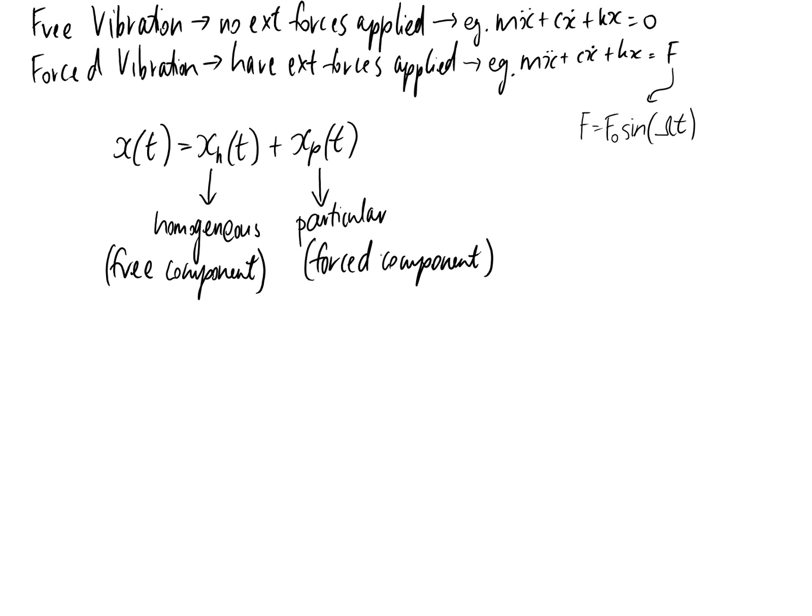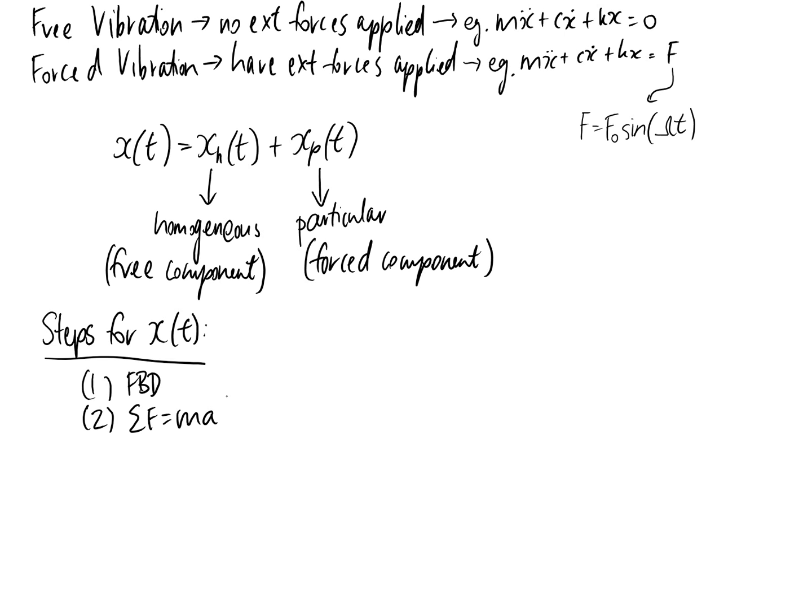So when we introduce that force component, obviously then we need to actually solve for this specifically. So I'll just quickly run through the steps required to solve for x as a function of time. It's very similar to what we had for the free vibration, except we've got that one extra step with the xp component. So the first thing you want to do is draw a free body diagram. And from that free body diagram, you want to sum your forces to be equal to the mass times the acceleration.